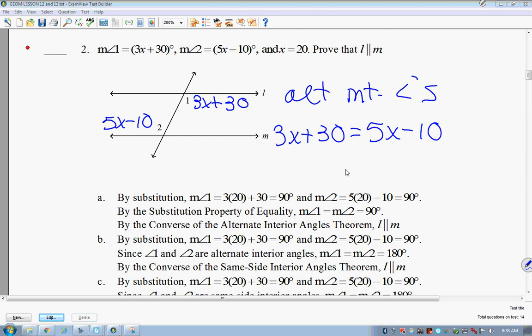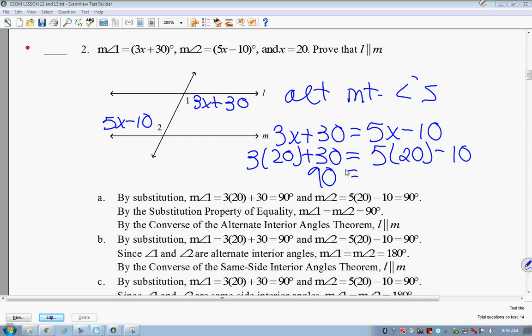Notice what do they say, though? Look at the rest of the statement. X equals 20, so what should I do next, Jose? Plug it in. So 3 times 20 plus 30. Does that equal 5 times 20 minus 10? Okay, well, what's 3 times 20? What's 60 plus 30? All right, so 90. Okay, what's 5 times 20? What's 100 minus 10? 90. So both these things equal 90. Granted, our picture's not to scale because those are clearly not 90 degrees. They're clearly obtuse. But notice it says by substitution.